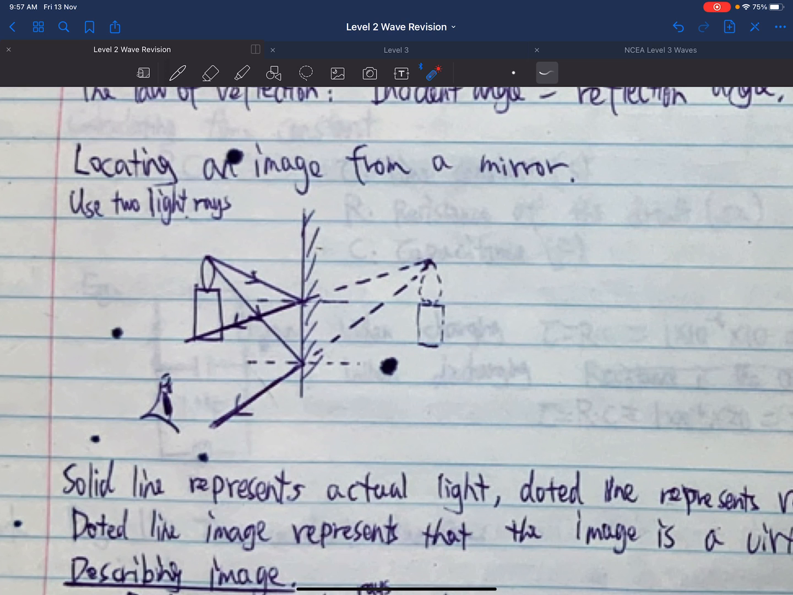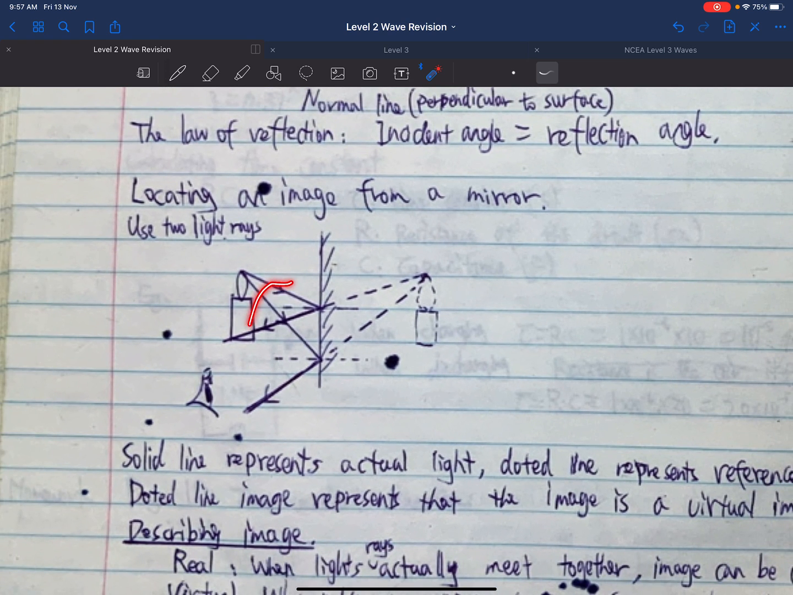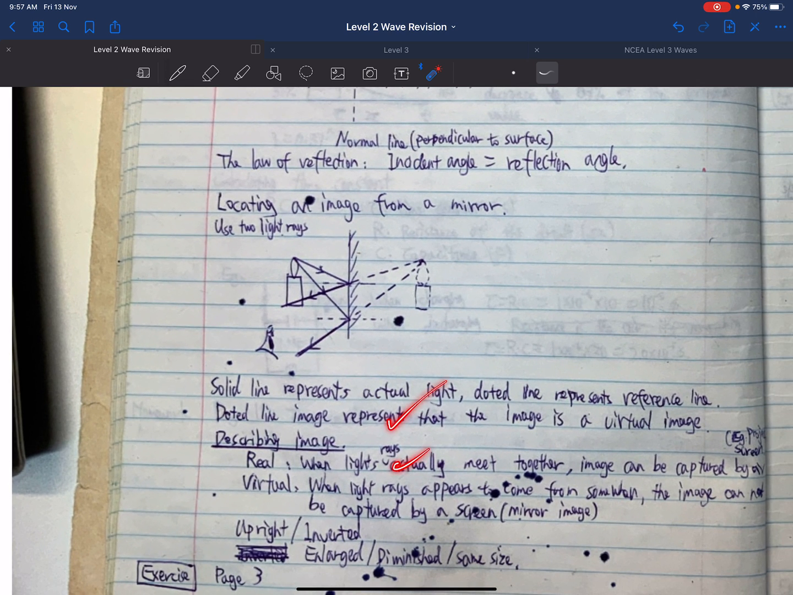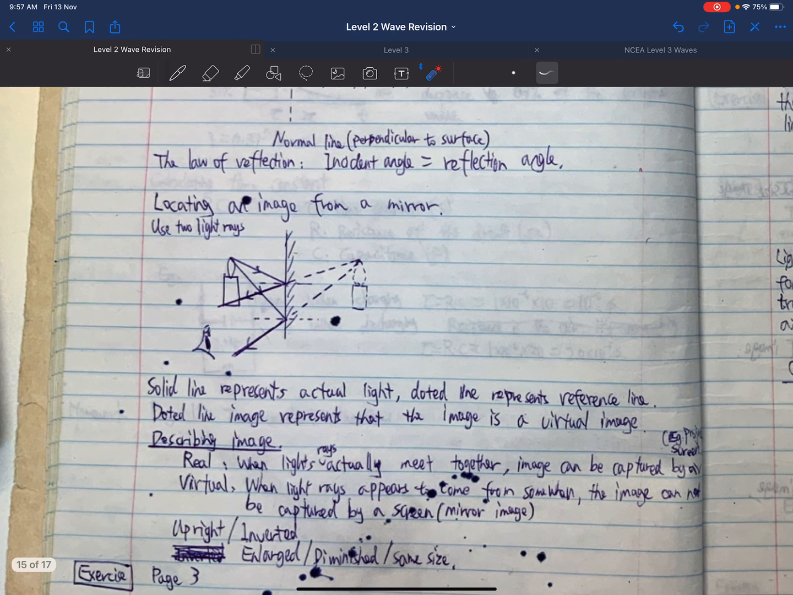Does it make sense? Okay, the key thing here is I've got to use solid line here, and I've got to use dotted line over here. Dotted line is not real light. Solid line is real light. Does that make sense? Okay, this is all written here. You guys can have a look at the video later if you want.